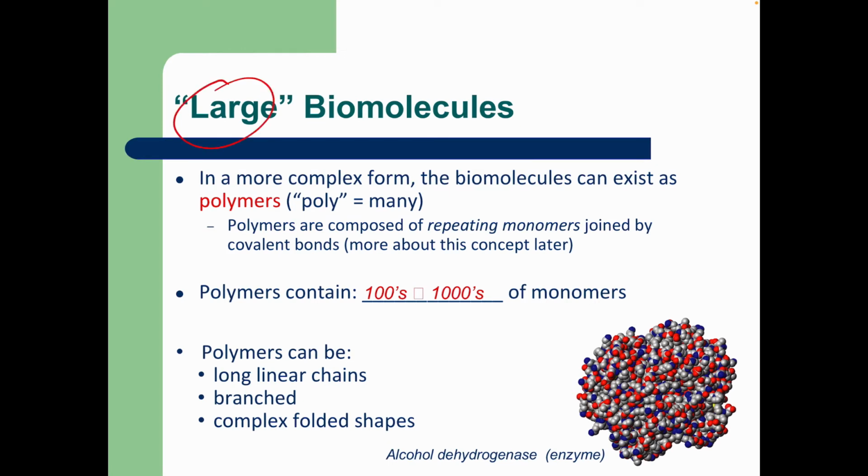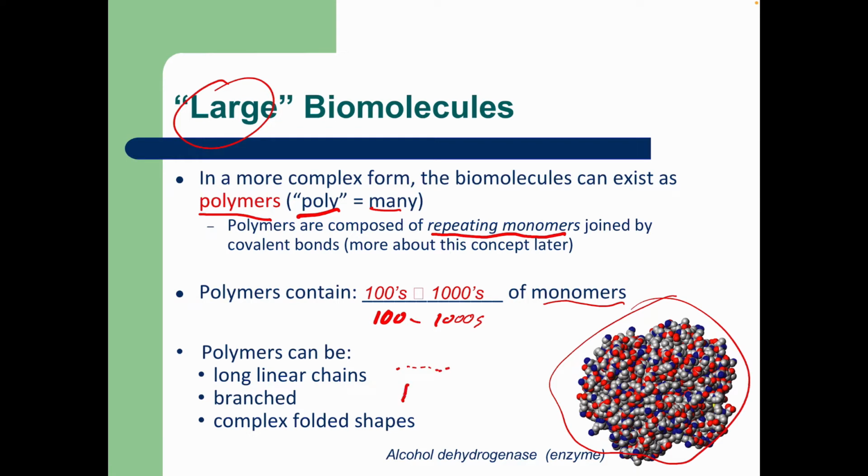Now our large biomolecules. In a more complex form, biomolecules can exist as polymers. Poly meaning many. Polymers are composed of repeating monomers joined by covalent bonds, which we'll talk about later. Polymers contain 100 to thousands of monomers. Here's our example of alcohol dehydrogenase, where you can see likely thousands of different monomers. Polymers can be long linear chains, so straight, can be branched, so they branch off each other, or complex shapes like this. So they can be a bunch of different things.